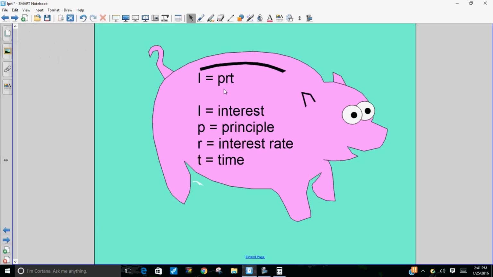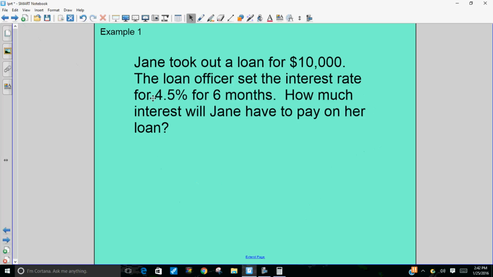Alright, quick reminder, interest equals PRT. I means interest. The P is the principal. Principal is like how much money you've saved or how much money you're borrowing. The rate is just the interest rate. And the time is T, and always remember, time is in years. It's very important that we remember time is in years. Alright? So here we go. Let's just dive into these examples.